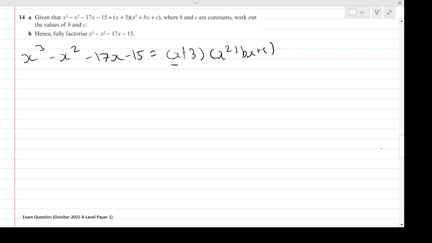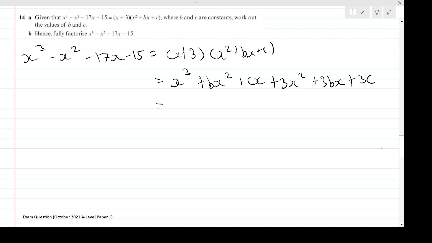So again, for the first bracket, let's pick the first term x, and then we have to times by every term in the other bracket. So firstly, x times x squared would be x cubed, x times bx would be bx squared, and then x times c would be cx. And then for the 3, the next term after the x, we do the exact same thing, times by every term in the other bracket. So 3 times x squared would be plus 3x squared, 3 times bx would be 3bx, and 3 times c would be plus 3c.